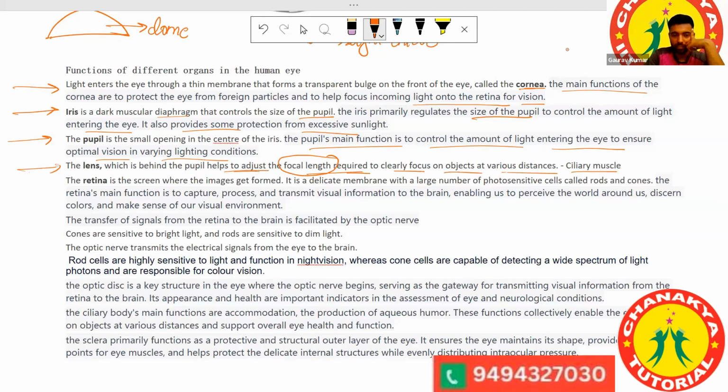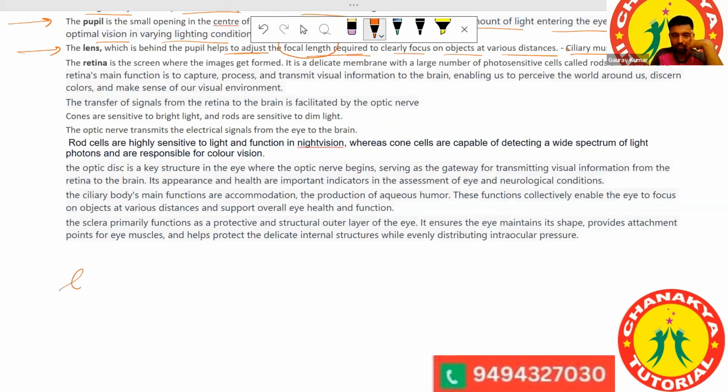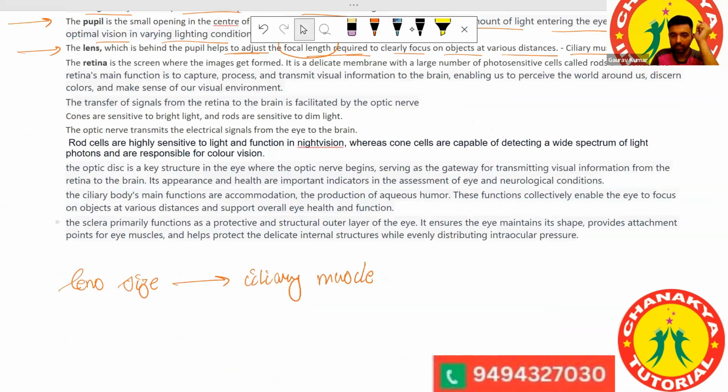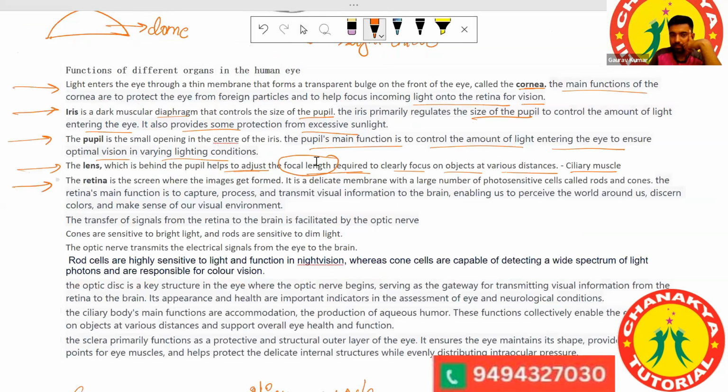So the size of the lens. The lens also has different sizes. The lens size is adjusted by the ciliary muscle. These muscles are at this part. These muscles adjust the size of the lens. So just remember the ciliary muscle adjusts the size of the lens. Now the retina. The retina is the screen where the images are formed.